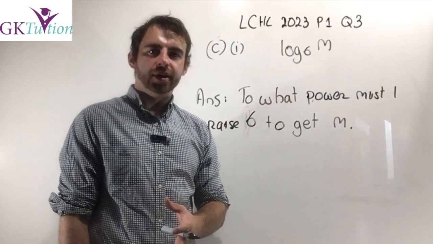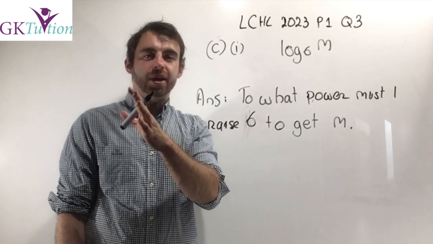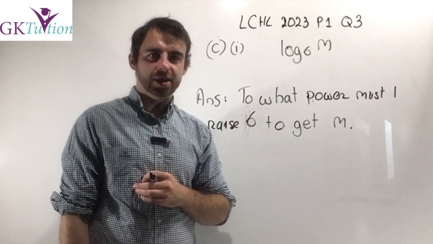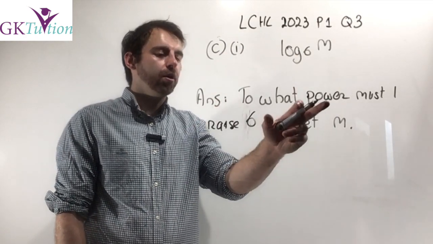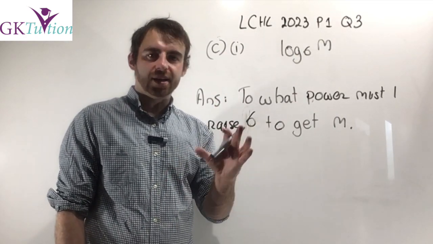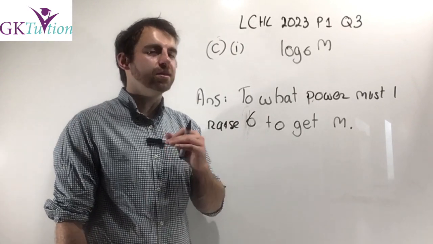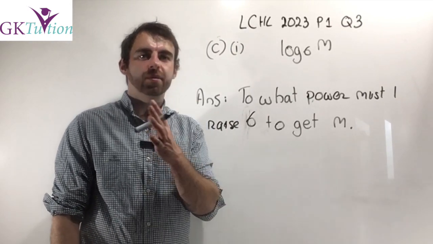In C part 1 here, we're asked to explain what log m to the base 6 means. Well, log m to the base 6 means to what power must I raise 6 to get m? In other words, 6 to the power of what will give me m?